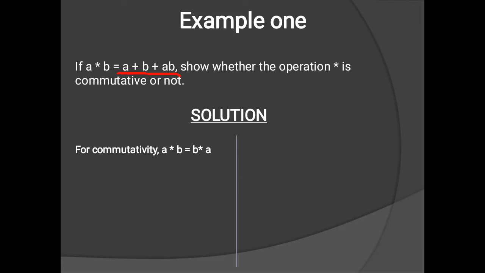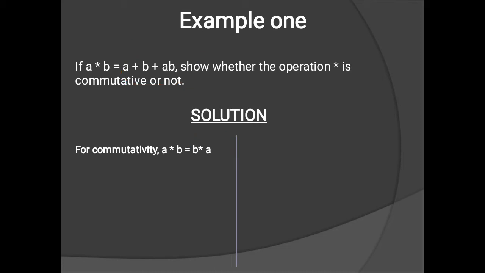How do we check that? First, solve for A operation B using the given rule A plus B plus AB. First one plus second one plus first one times second one. When you are done, you solve the next one after you have interchanged the positions, B operation A, using the same rule. First one plus second one plus first one times second one. If you get the same answers, then it is commutative. If you get different answers, then it is not commutative.